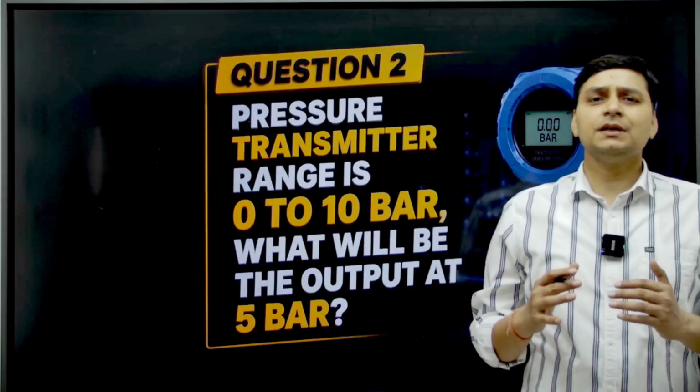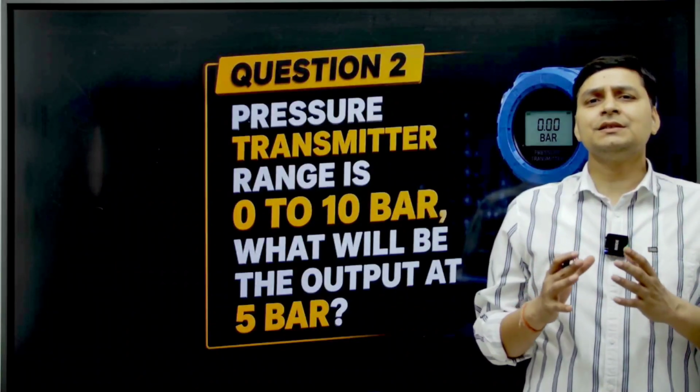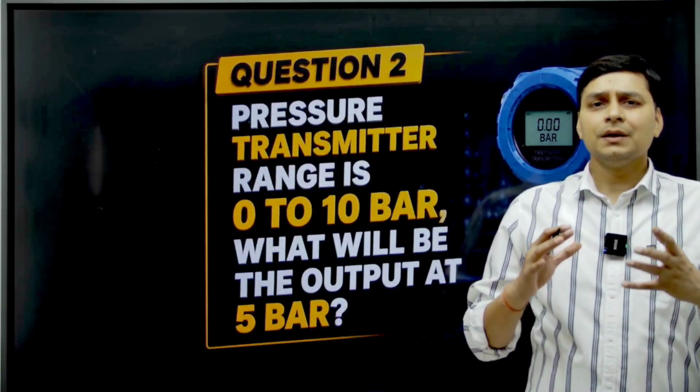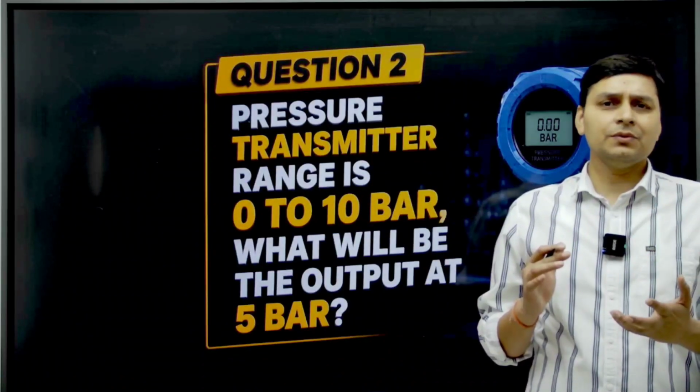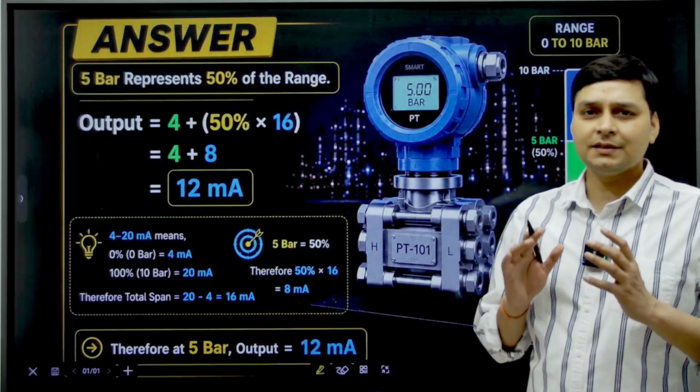Now the next question, another very important question from pressure transmitter. Suppose pressure transmitter range is 0 to 10 bar. So what will be the output at 5 bar? This question will help you a lot in interviews and also in your work. Let's discuss its answer.